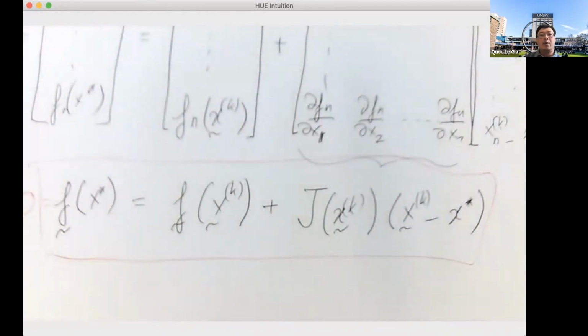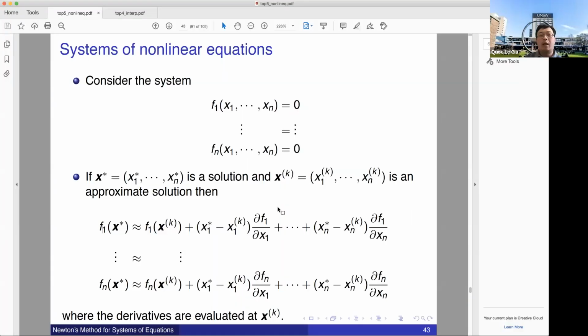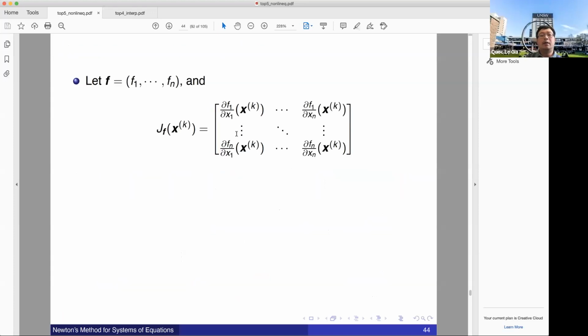So what I'm going to say is, the whole system here can be compressed into this equation. Remember, this f is a vector from f1, f2, f3 up to fn, and xk has n components.